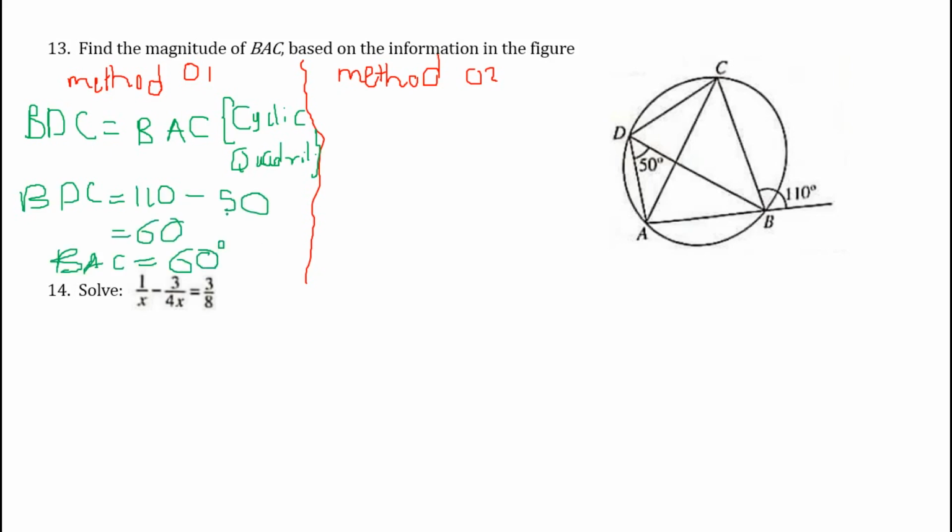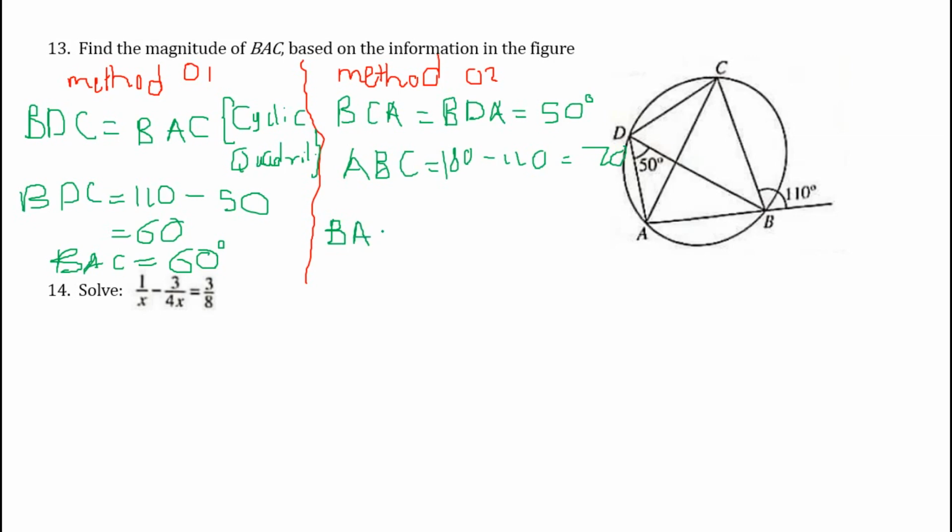This is method number 1. That is the cyclic quadrilateral method. So there I have written the two methods, method number 1 and method number 2. In method number 1 I have used the cyclic quadrilateral method, and in method number 2 I have used the same segment method. Question number 14.